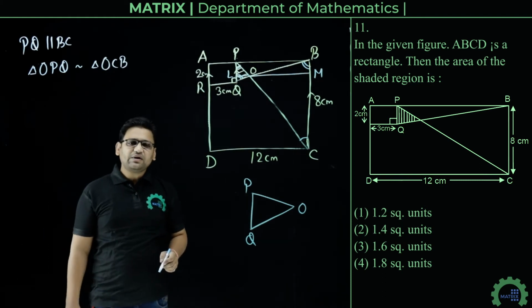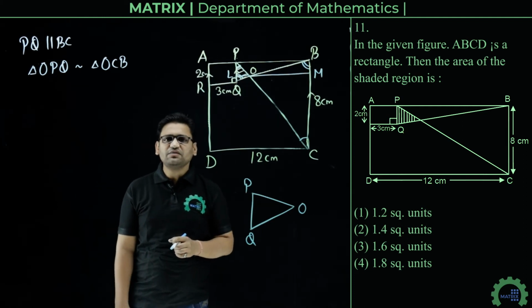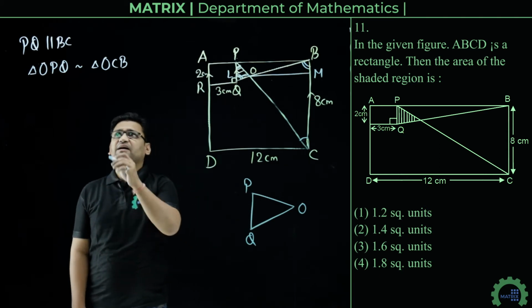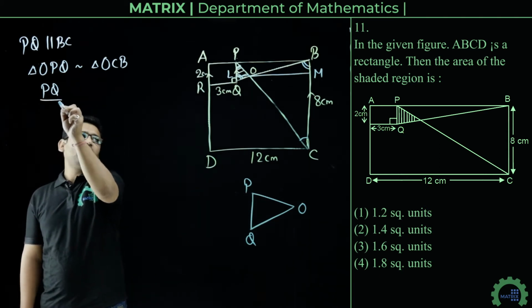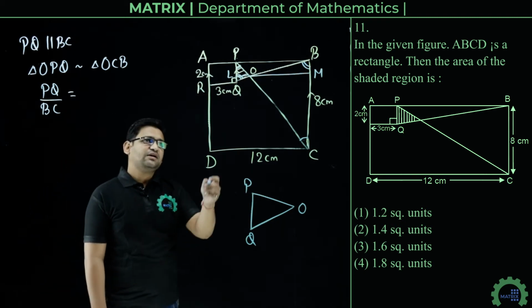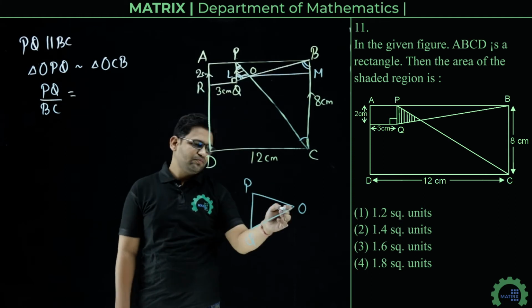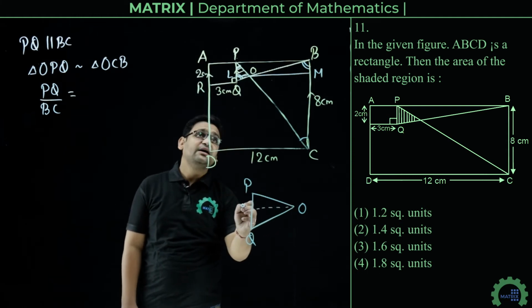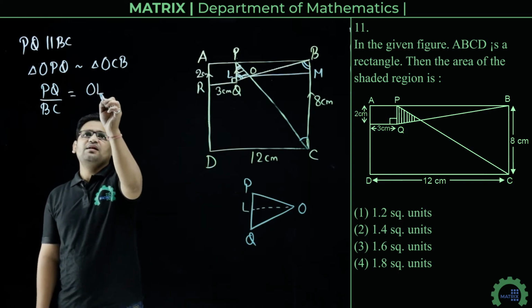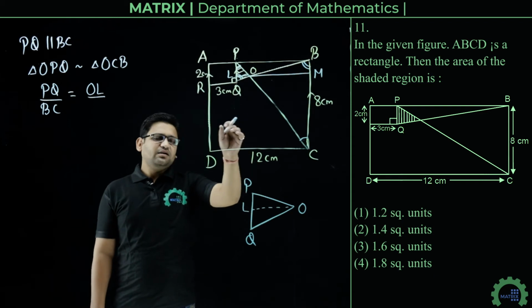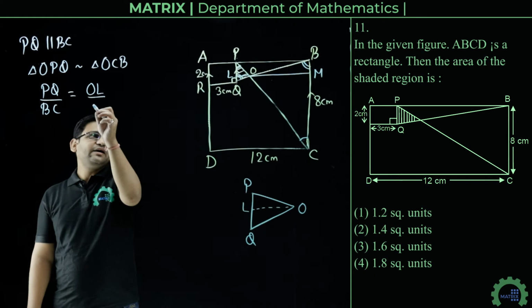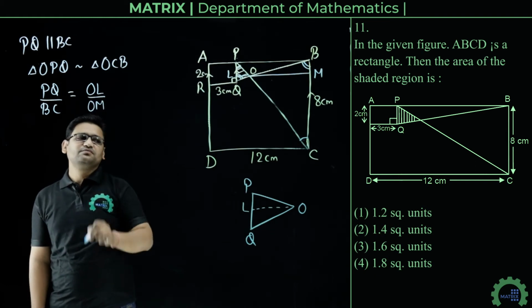So we know that when two triangles are similar, the ratio of their corresponding sides is equal to the ratio of their altitudes. So we can write PQ upon BC will be equal to the ratio of their altitudes. Now here the altitude of triangle OPQ is OL, upon the altitude of triangle OBC, which is OM.